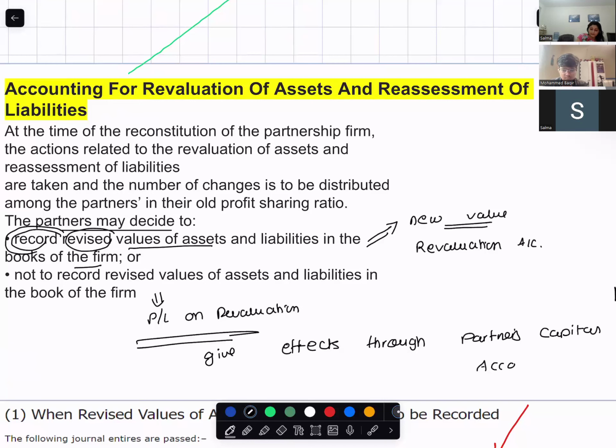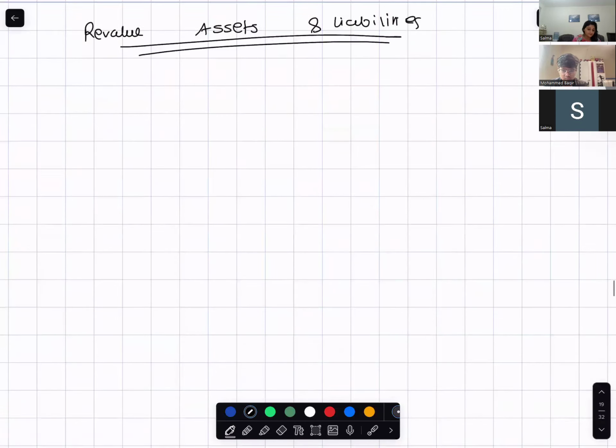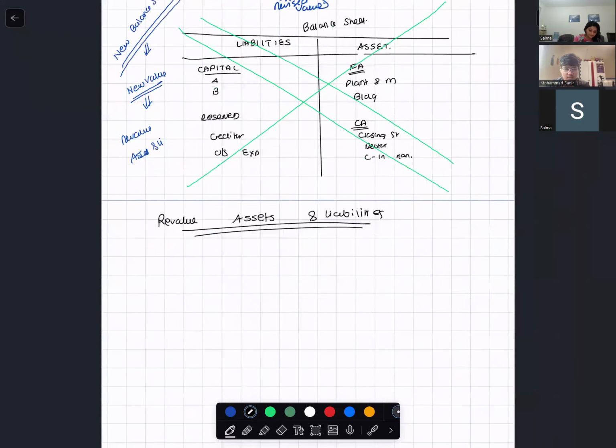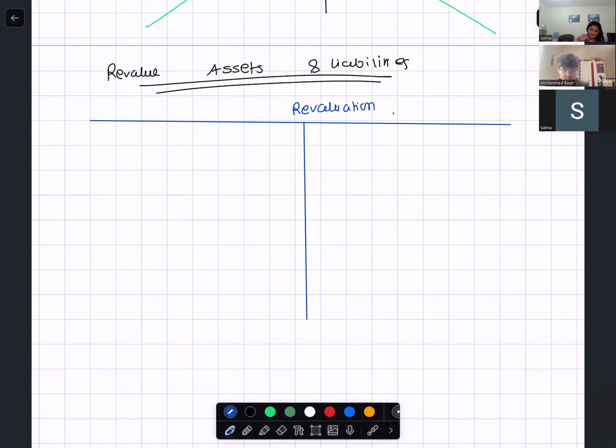Now, if your partners want to record the new value, in that case, what will you do? You will prepare which account? Revaluation account. So your revaluation account looks something like this. Its nature is nominal in nature. What is the nature of the revaluation account? It is nominal in nature.